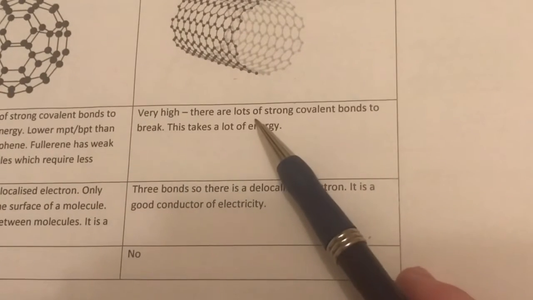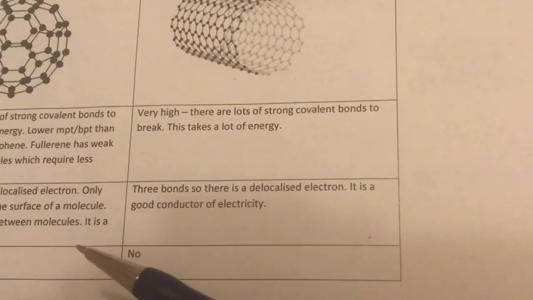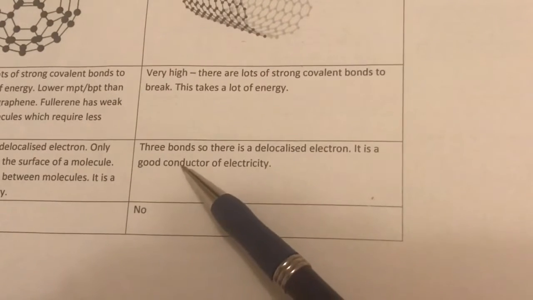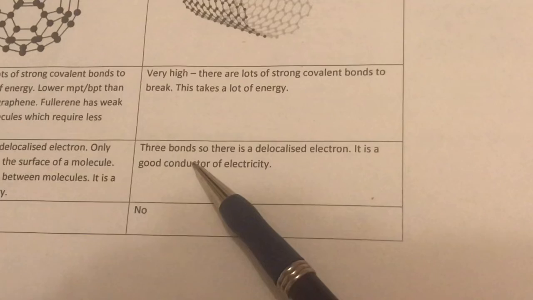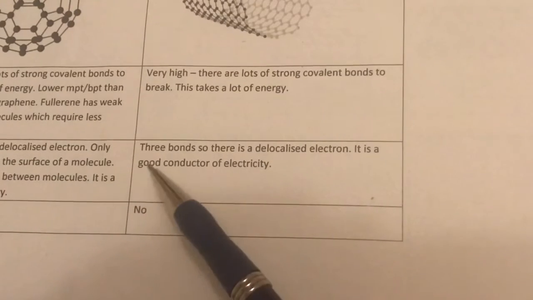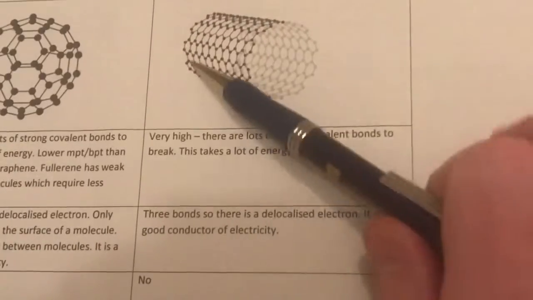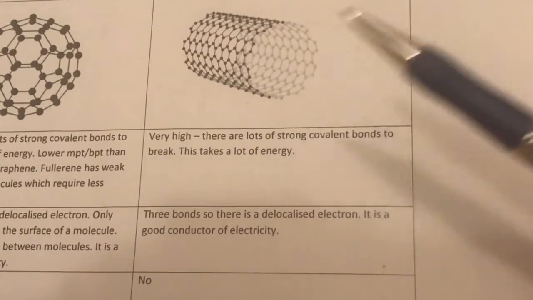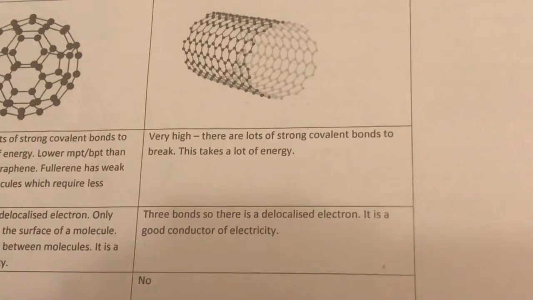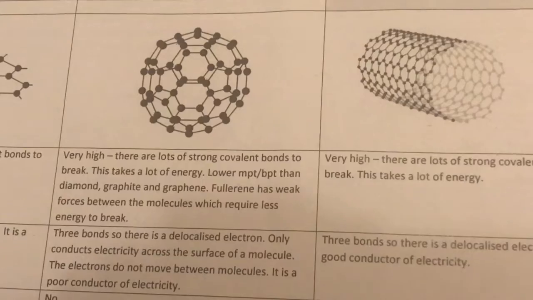Melting and boiling point is very high, lots and lots of strong covalent bonds, takes a lot of energy to break them. And the ability for this to conduct electricity, again, is very good. It's better than the Buckminsterfullerene, because the electrons can move throughout the structure and not just be restricted to parts of this structure, as it is in this, which is just restricted to moving across this surface.